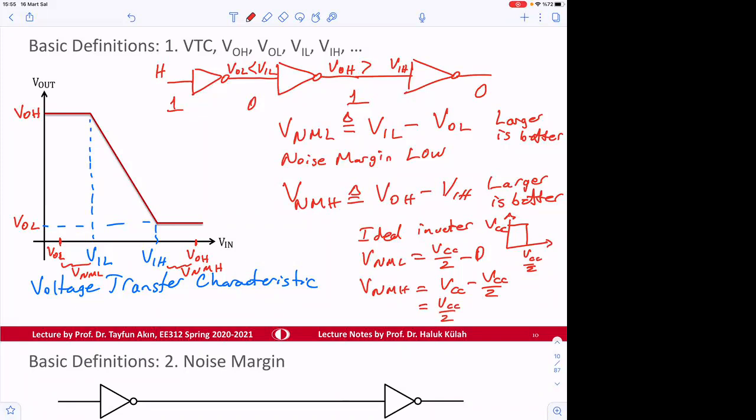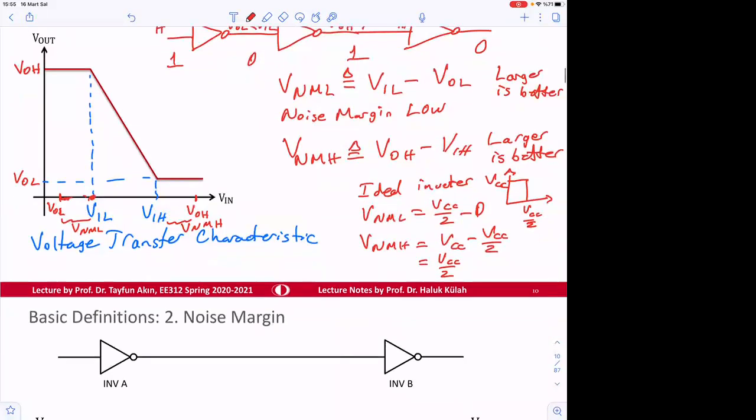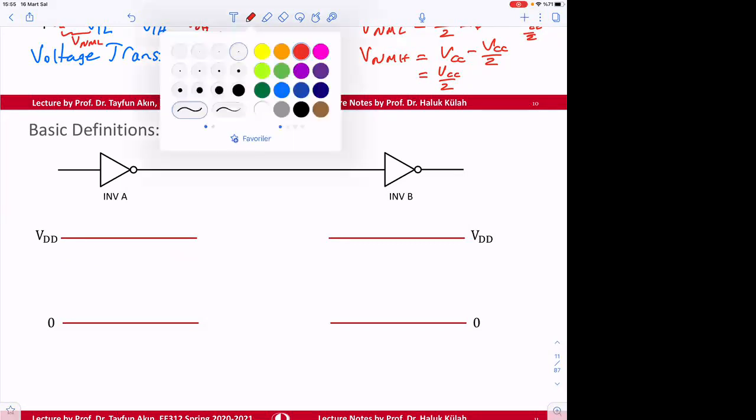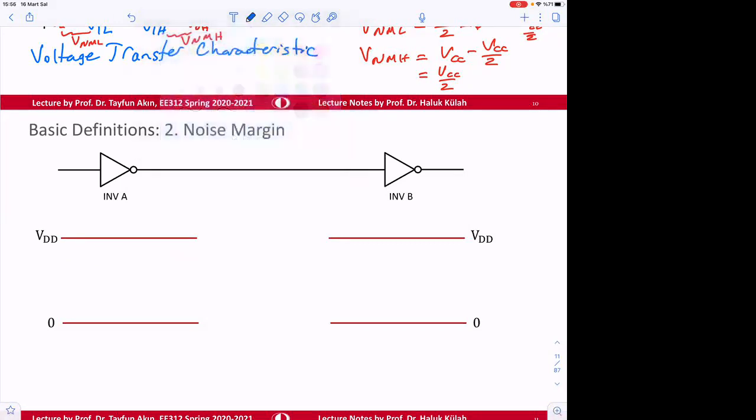So if there is any noise here in the signal at the output, still it's going to be considered as low. So that's the point here. Okay, so another way of showing this is like that. So this inverter, we don't know what is inside. But it's going to have an output.